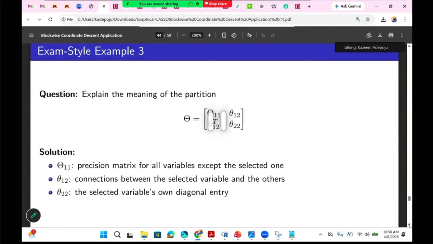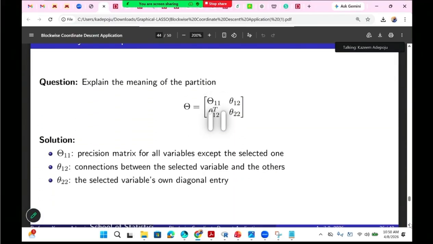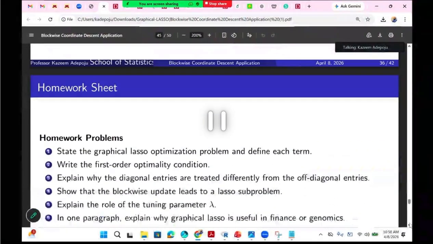Now, another one. Explain the meaning of the partition. This is a precision matrix, right? The first block is the precision matrix for all other variables except the one you are updating. Theta 12 is the connection between the selected variable and the others, and theta 22 is the variance of the variable you're talking about.